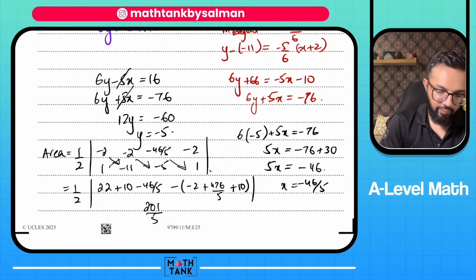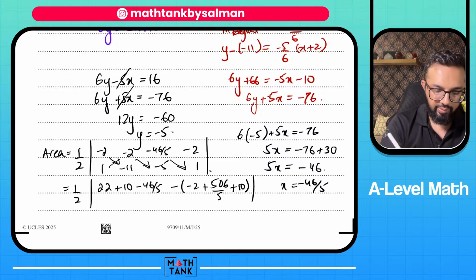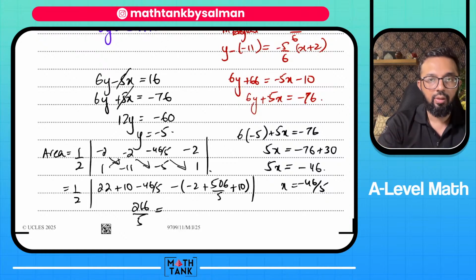No, that's not 476. I multiplied something wrong. 506. Okay, so 22 plus 10 minus 46 over 5 plus 2 minus 506 over 5, by 2. So 216 over 5, I think that's the correct answer. I'm also getting that. Yeah, that is the correct answer.